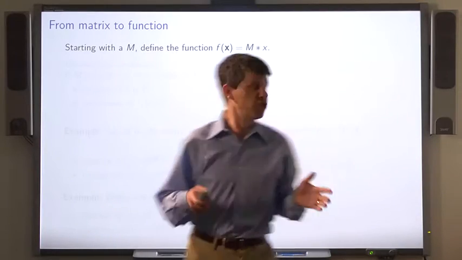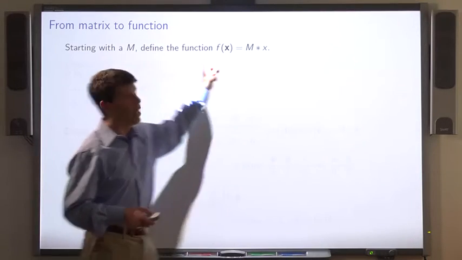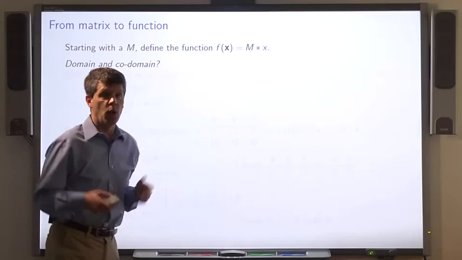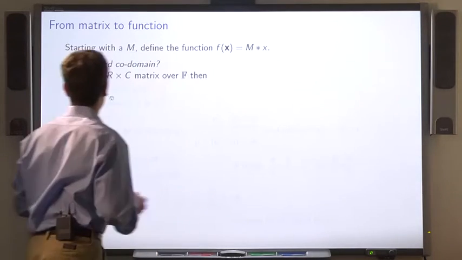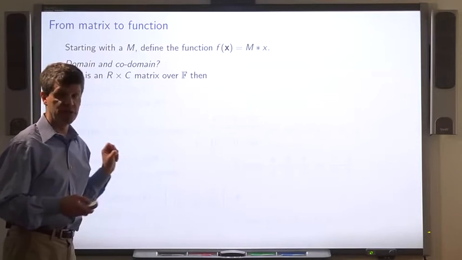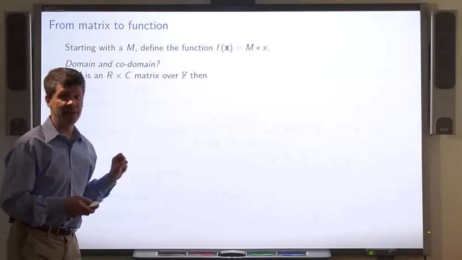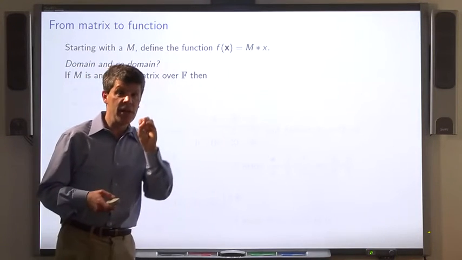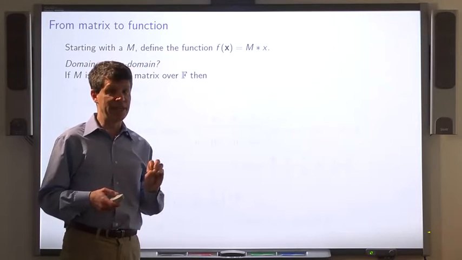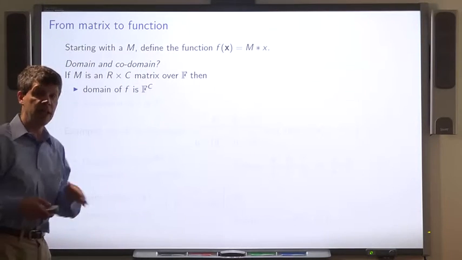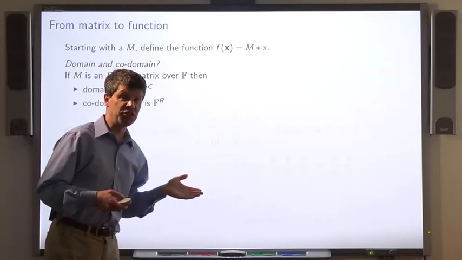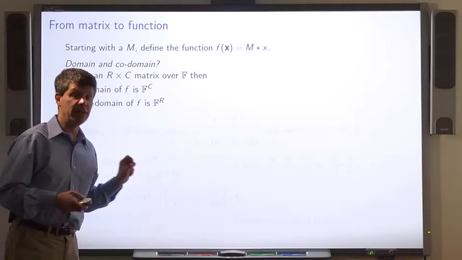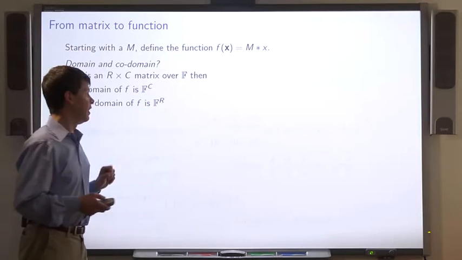Let's go the easy direction first. We start with a matrix M. We define the function f of x to be f of x equals M times x. Now, what are the domain and codomain of this function? Well, let's say M is an R by C matrix over the field F. Then the domain of f is F to the C, because the input to the function has to have as its domain the label set of the matrix. Similarly, the output of the function is a vector with domain R. So the codomain of the function f is the field to the R.